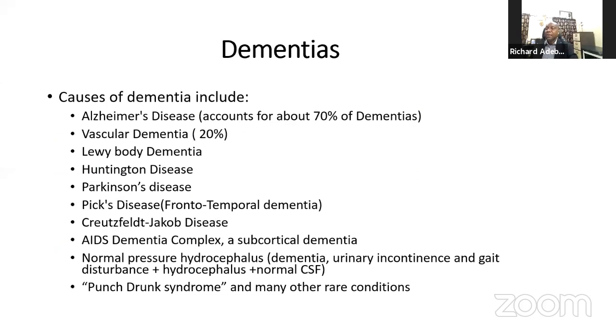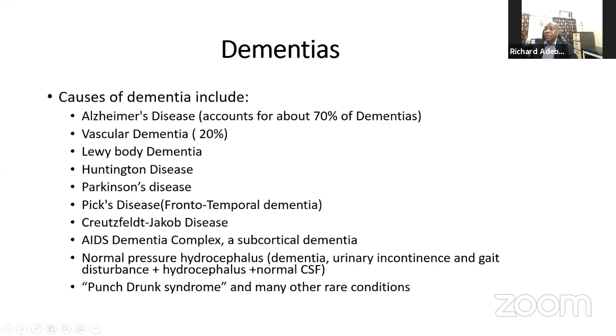Let's look at the different types of dementia based on the causes of dementia. Alzheimer's disease is the commonest, accounting for about 70% of dementias, followed by vascular dementia at 20%. Then the rest will account for the remaining 10%: Lewy body dementias, Huntington's disease, Parkinson's disease, frontotemporal dementia like Pick's disease, and Creutzfeldt-Jakob disease, including the variant of it seen in mad cow disease. These are rare forms of dementia.